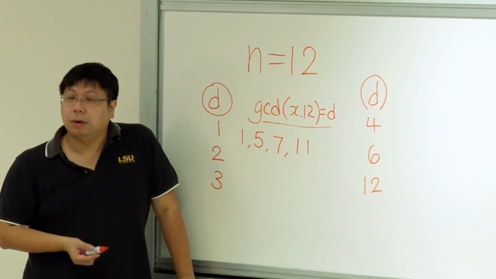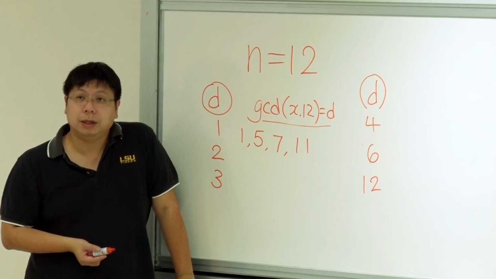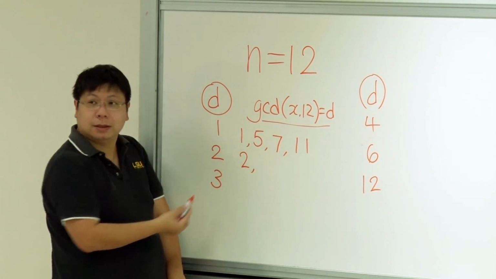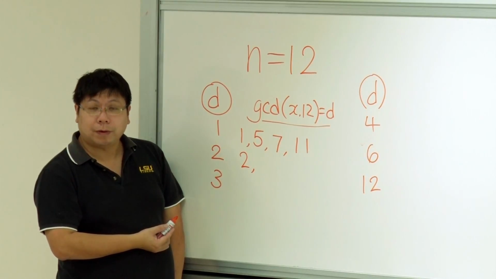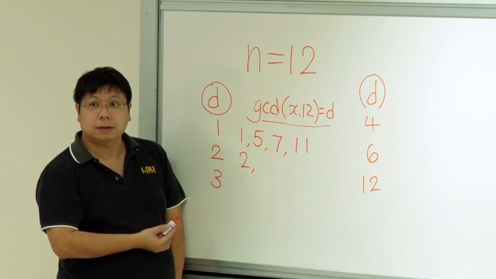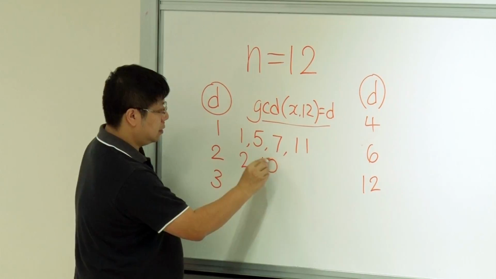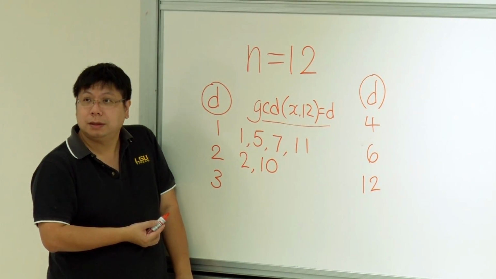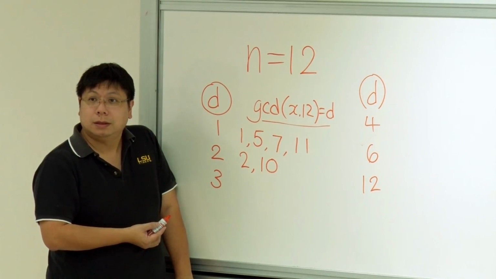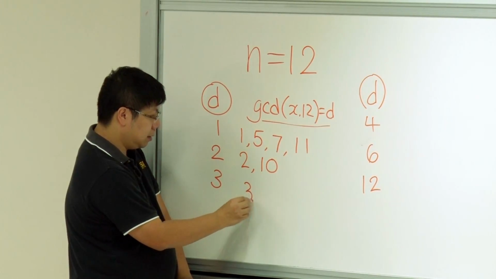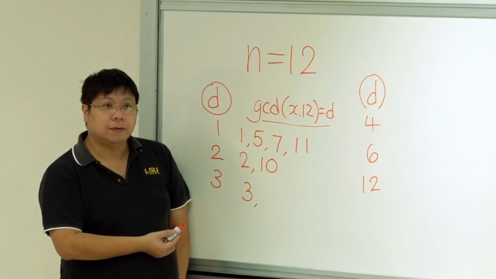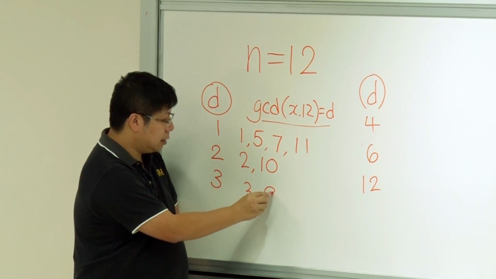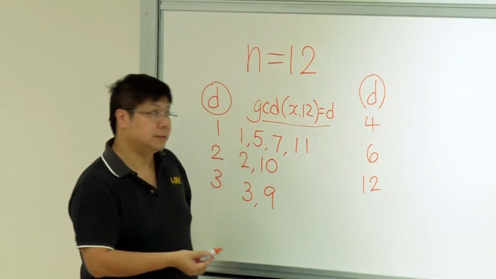Okay? And then what are the numbers with GCD 2 with 12? So 2 is a number, am I correct? And then 3, 4, 5, 6, 7, 8, 9, 10. So just these 2 numbers. Is that okay? How about 3? 3 is 3, right? 4, 5, 6, 7, 8, 9. So 3 and 9. These are the 2 numbers, right?